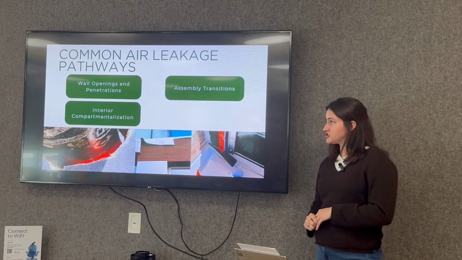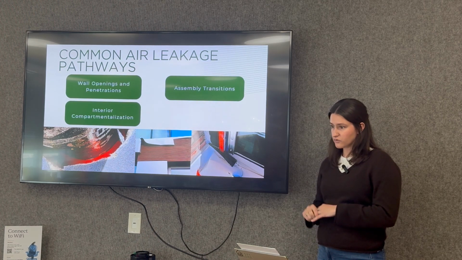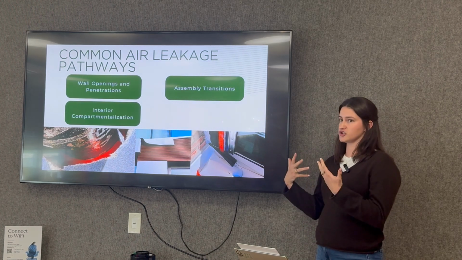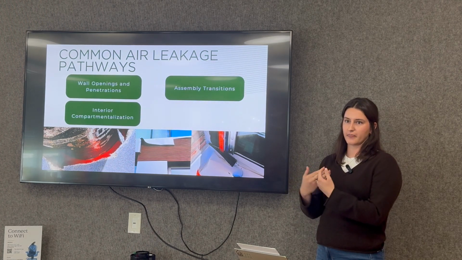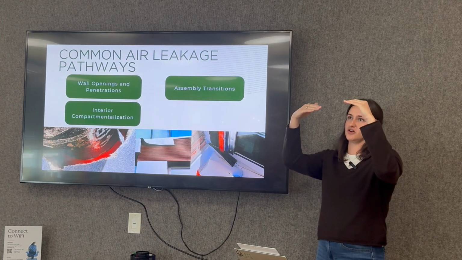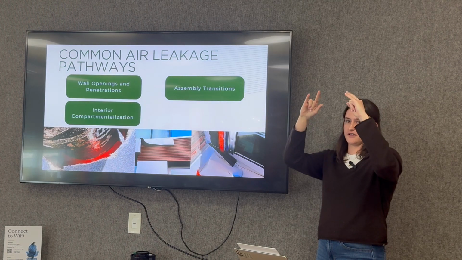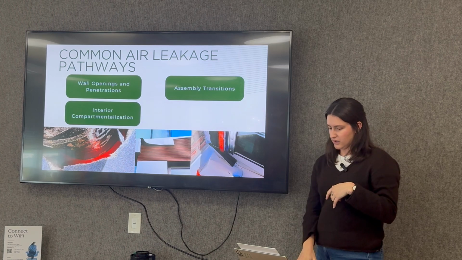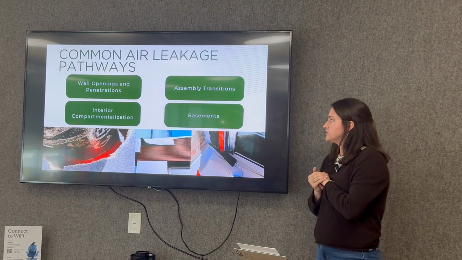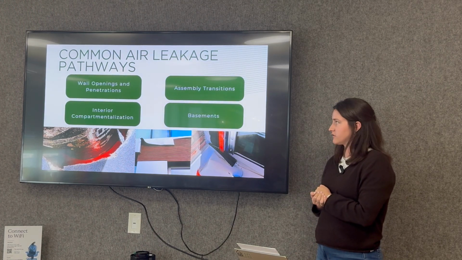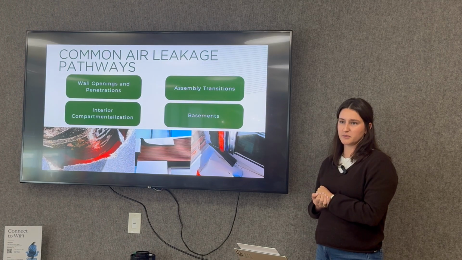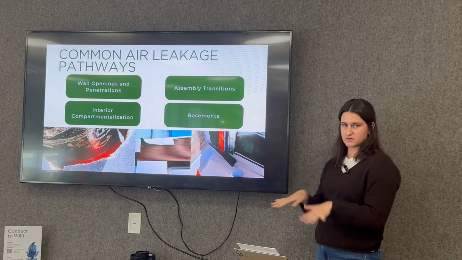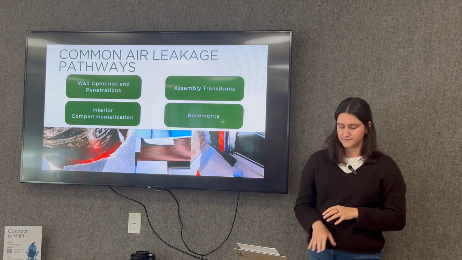Interior compartmentalization, when you do it right: service chases, elevator shafts, the core of the building. It can be hard because you have to air seal from your core to the underside of your roof deck at every single floor for that compartmentalization. And basements, like utility corridors or any underground connection to a power plant. If you want your building to be airtight, you need to be thinking about those underground connections.